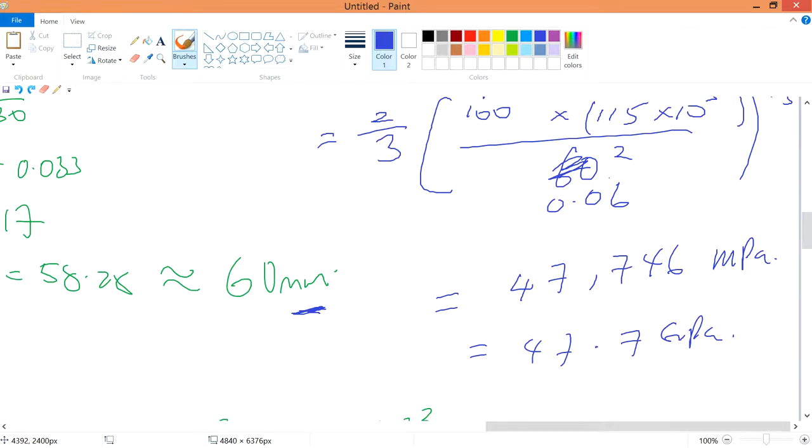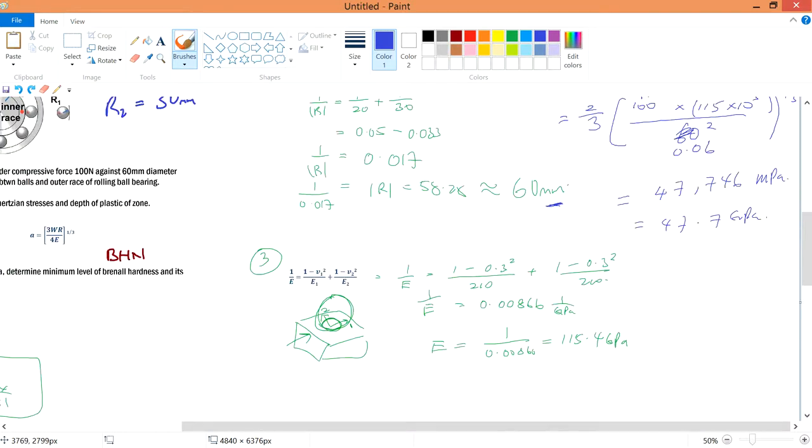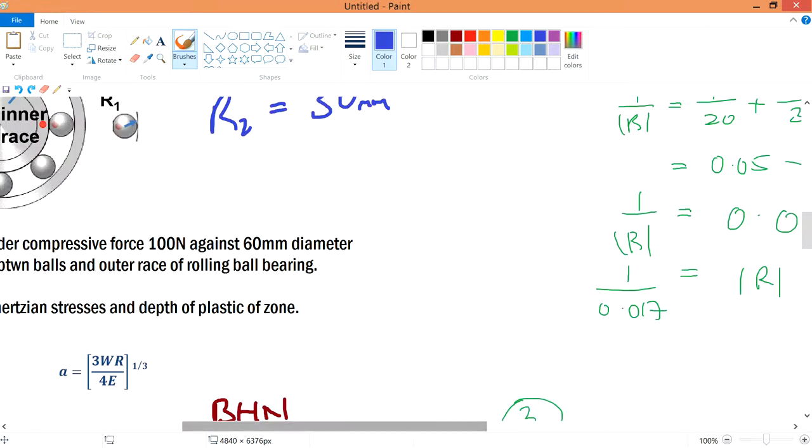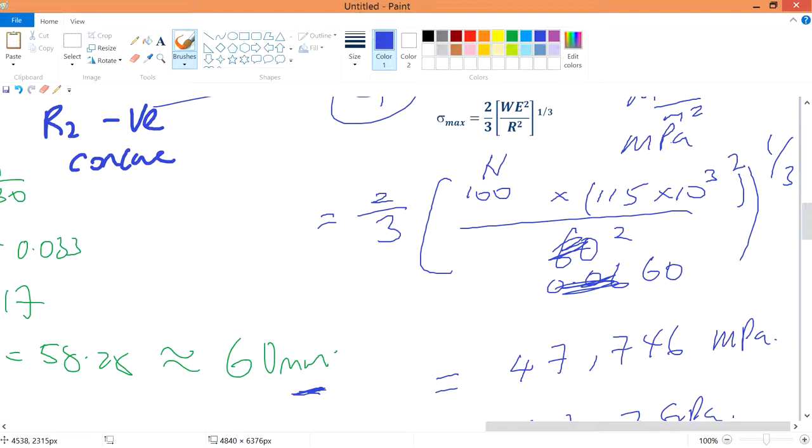Okay, if I were to use his method, although I think it may be wrong, because he's using 60 millimeter instead of 0.06. When everything is in terms of Newton and in terms of meter, everything should be in terms of meter. So this is something that you should be careful of. But if you were to use his method, where he subs in 60 instead of 0.06, let's see what's the answer. It's 447 MPa, which is exactly the same as his answer.